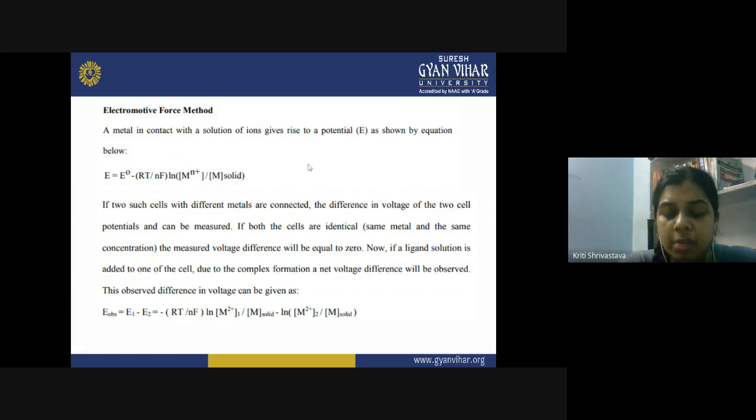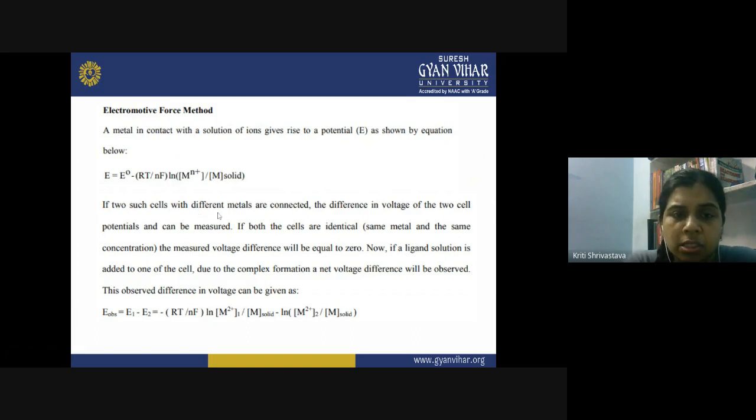So when you put a metal bar in contact with the solution of the metal ions, which can belong to any salt of the same metal, it develops a potential. How will you express the potential? You will use the Nernst equation, and you can represent it like this. Mn plus is the concentration of ions in the solution, and M is the solid, so you will take it as 1. This is the convention: whenever you take any solid concentration, you take it as 1.